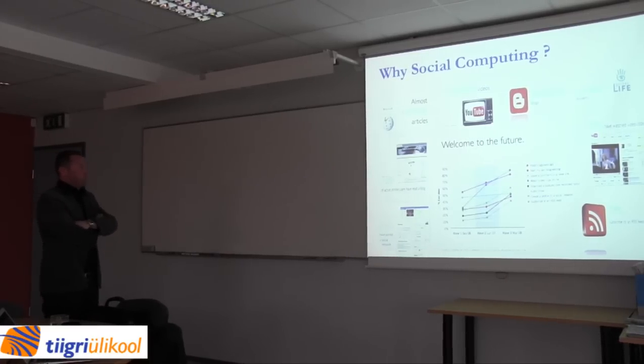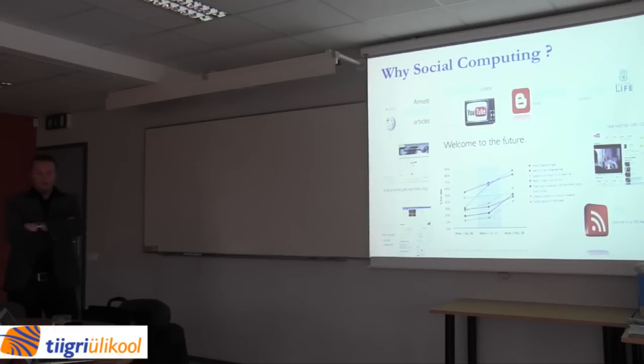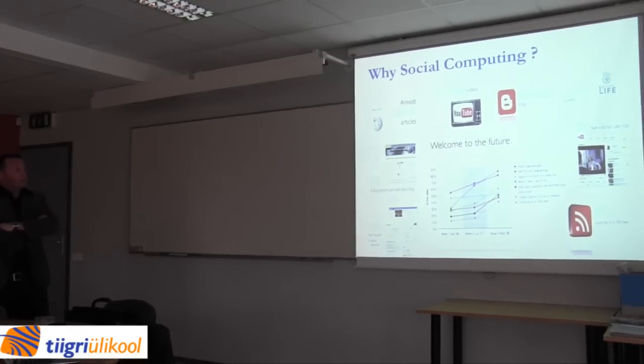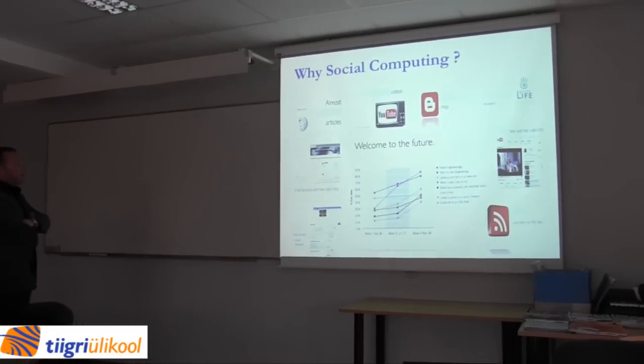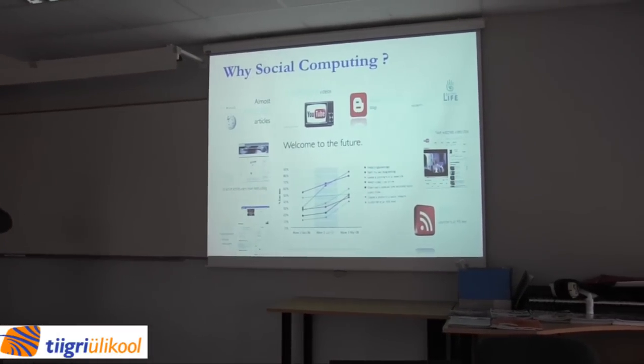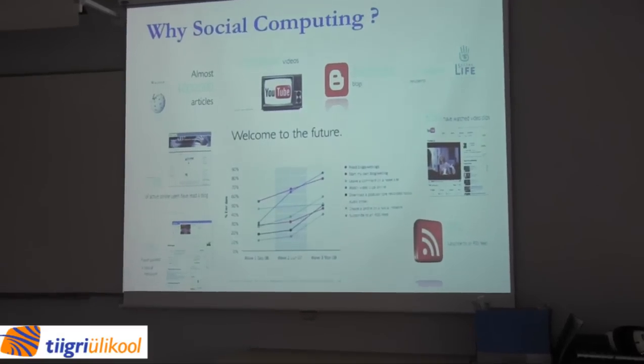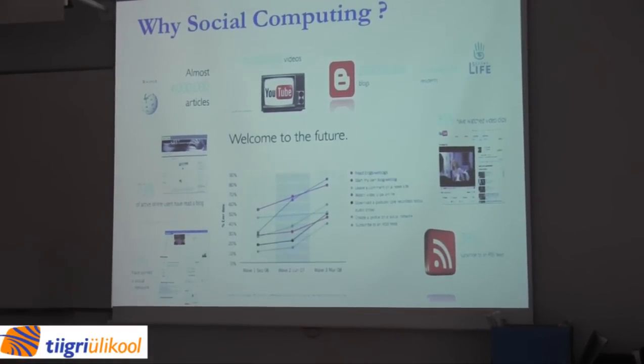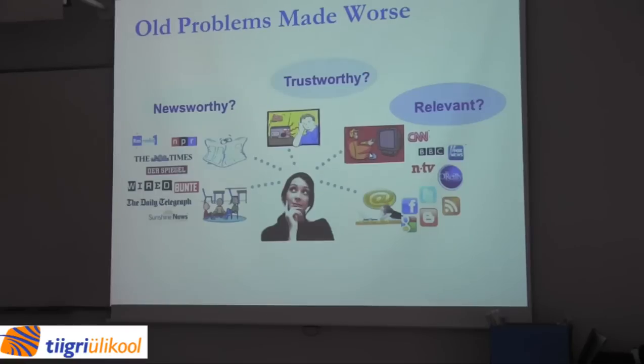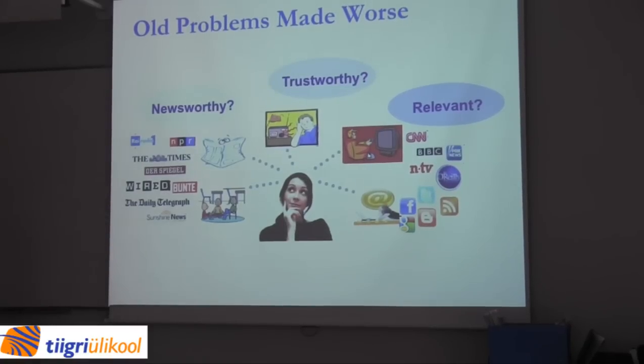Wikipedia is huge. YouTube is really big now. I think that Wikipedia and YouTube are probably the most important sources of information, also in terms of news. Instead of reading newspapers, online newspapers, people find information on YouTube and Wikipedia.